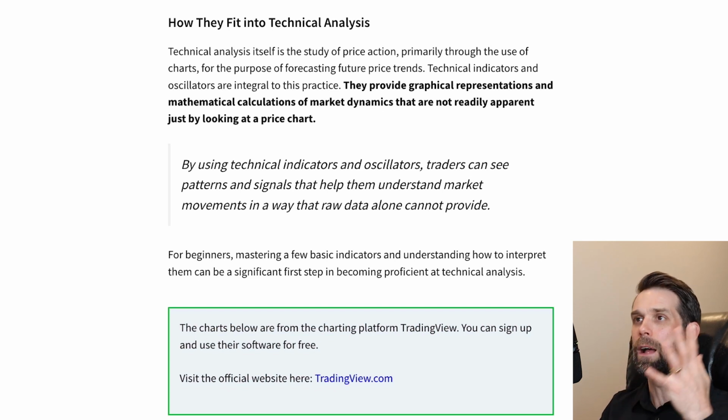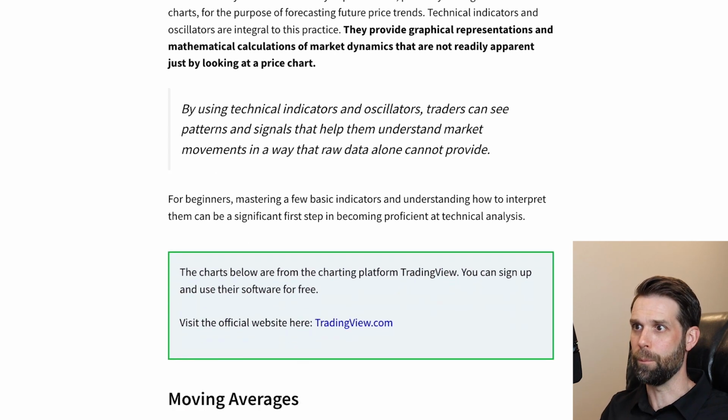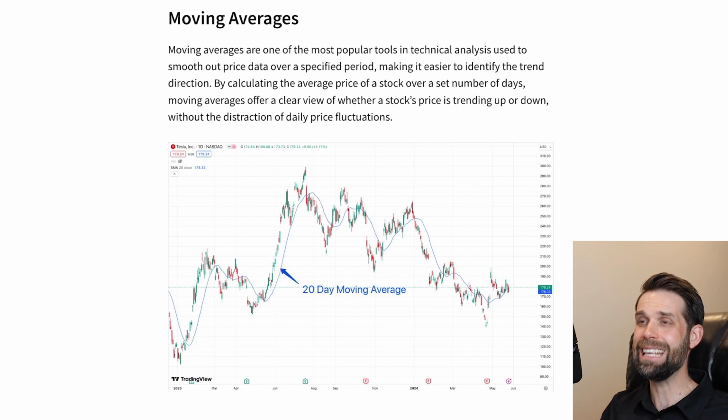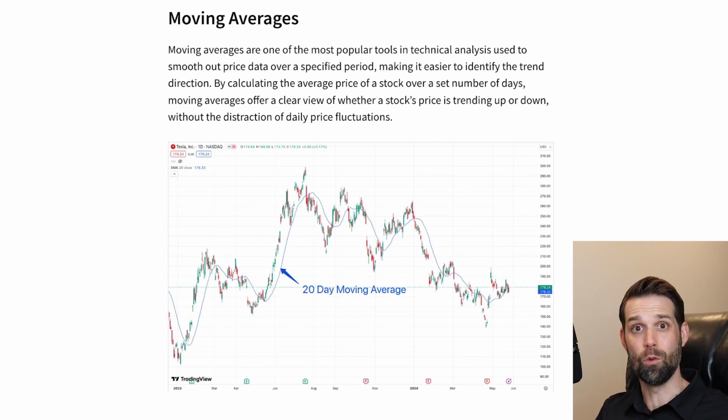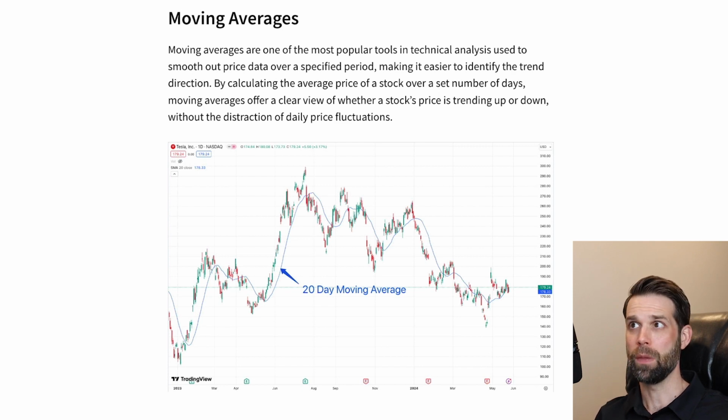So that's sort of how all these technical tools and oscillators and indicators work with short-term trading. So the first most common one that we're going to look at is a simple moving average. Moving averages are very popular in technical analysis, and they're used to smooth out the price data over a specific period of time, making it easier to identify the trend and the direction of the trend.